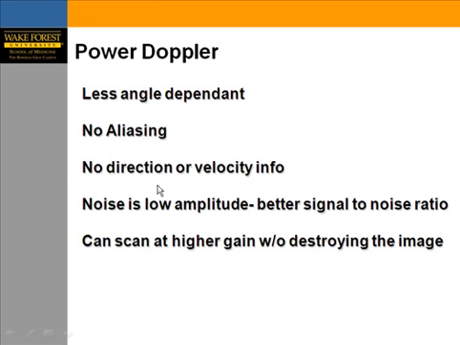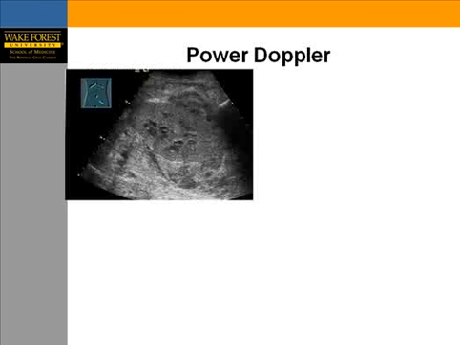You can't get much information about velocity, but it also helps us because it has a better signal to noise ratio. You can also scan at a higher gain without distorting the image.